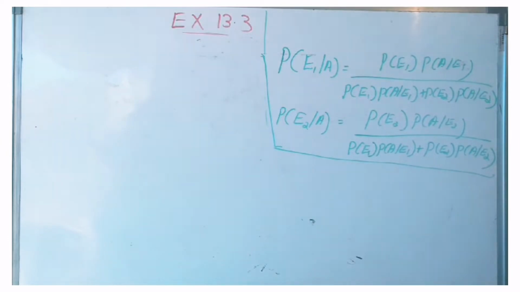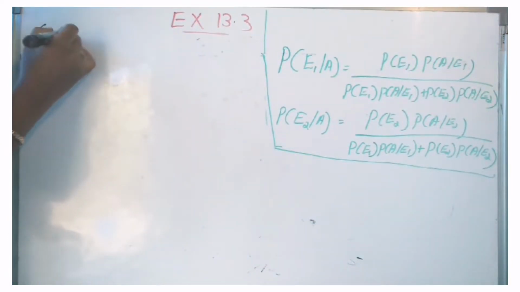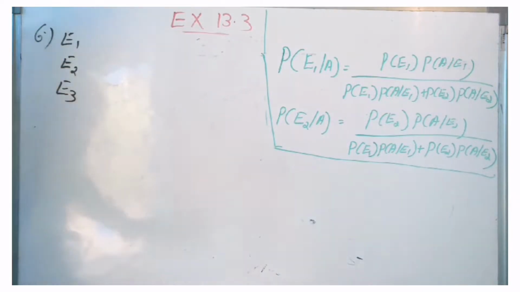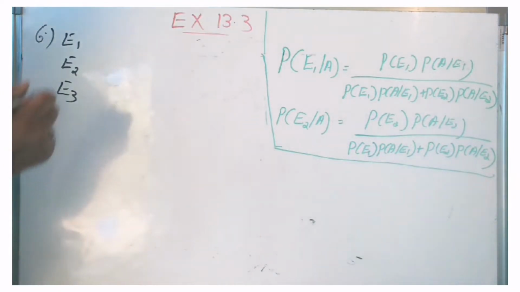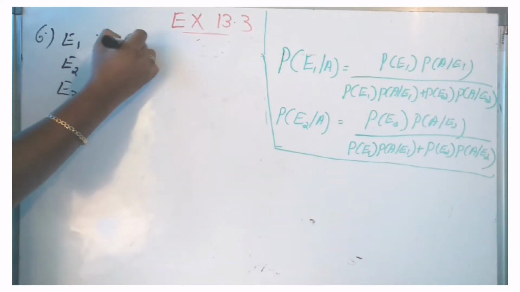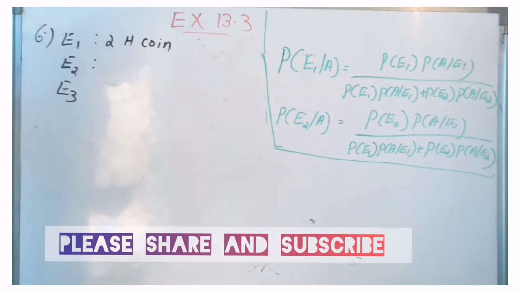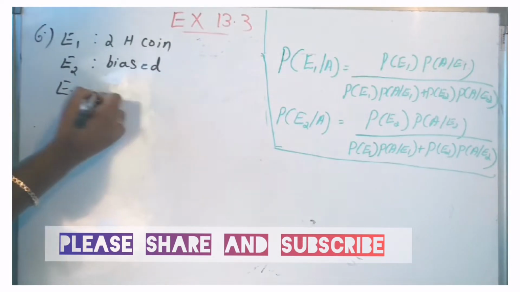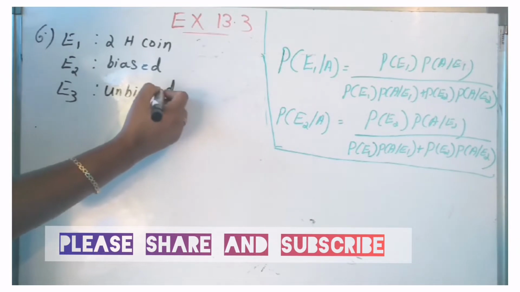Okay, so here we have three events, E1, E2, E3. E1, selecting that two-headed coin. E2, biased coin. E3, unbiased coin. Okay.